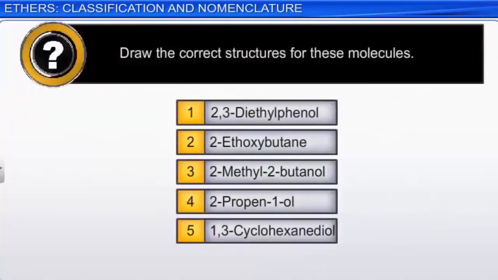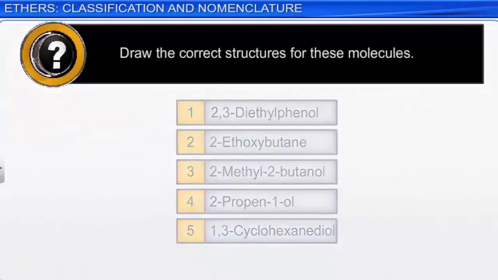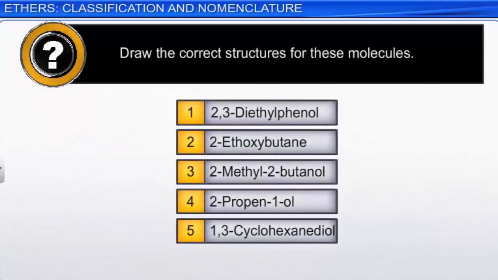We have figured out the names for many molecules in this module. Now, let's practice going in the other direction. Draw the correct structures for these molecules. Try to work these out on your own before checking the answers. When drawing molecules from names, the parent chain is given last in the name. Remember to work backwards.